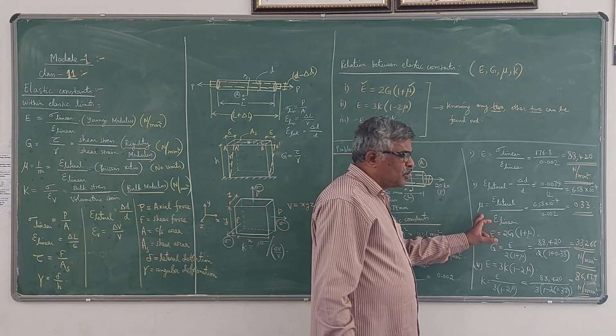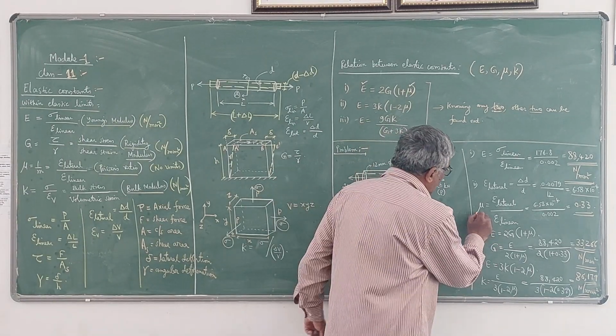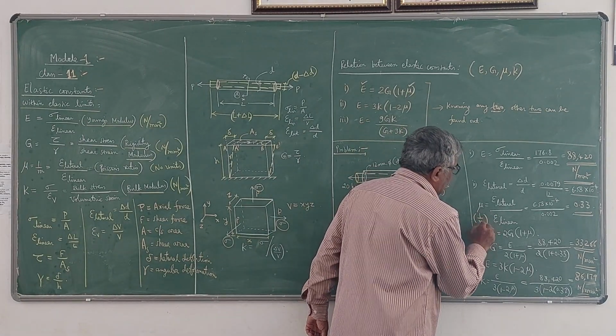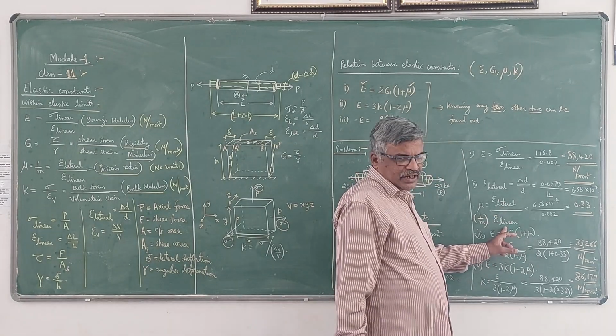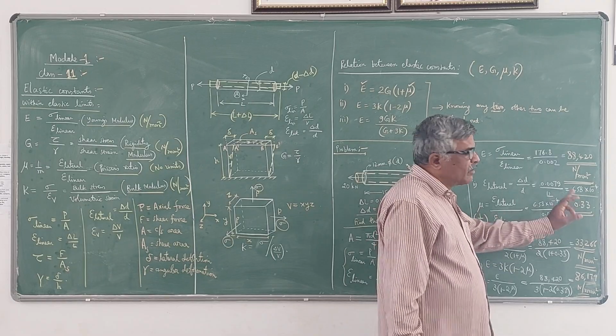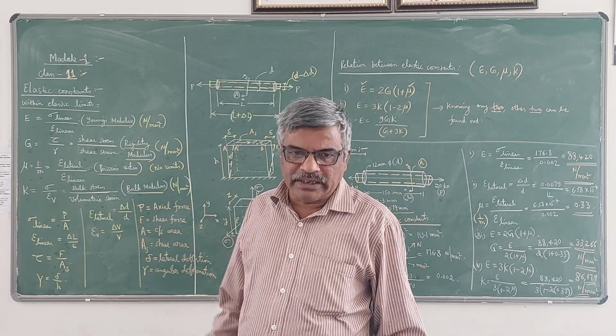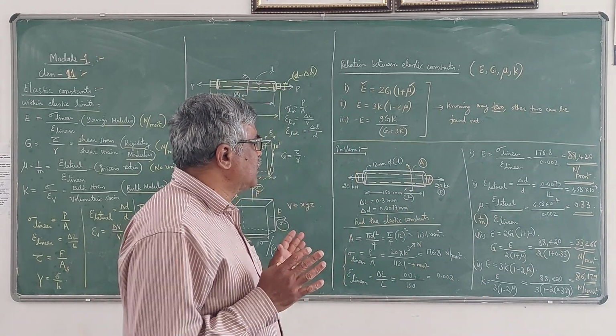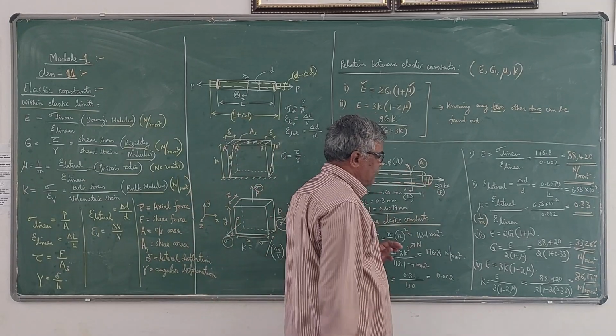Now Poisson's ratio mu, or 1 by m, is given by the ratio of lateral strain to linear strain. So if you substitute these values and simplify, you will get 0.33. So 0.33 is the value of Poisson's ratio for this material.